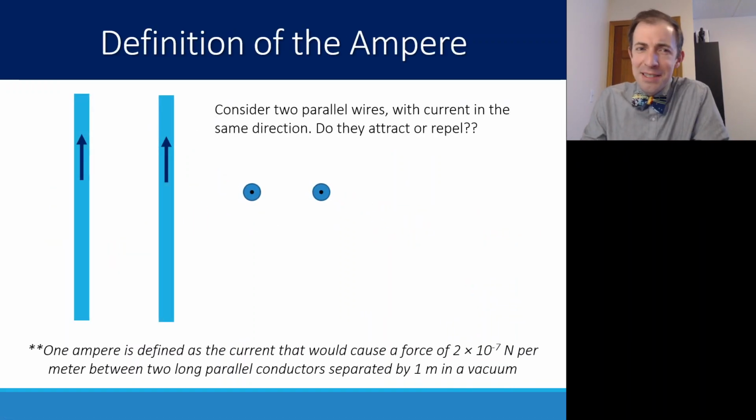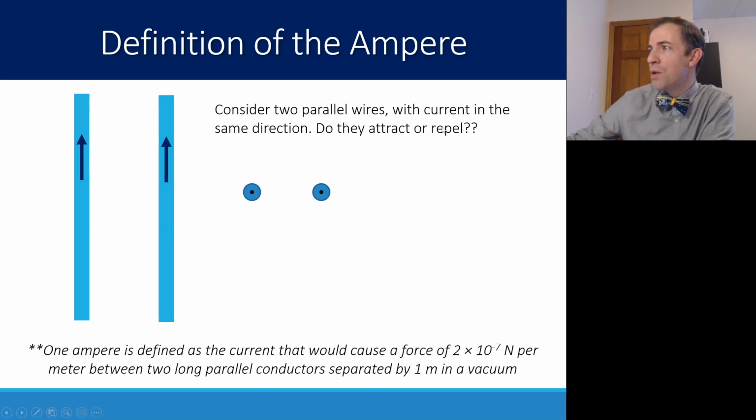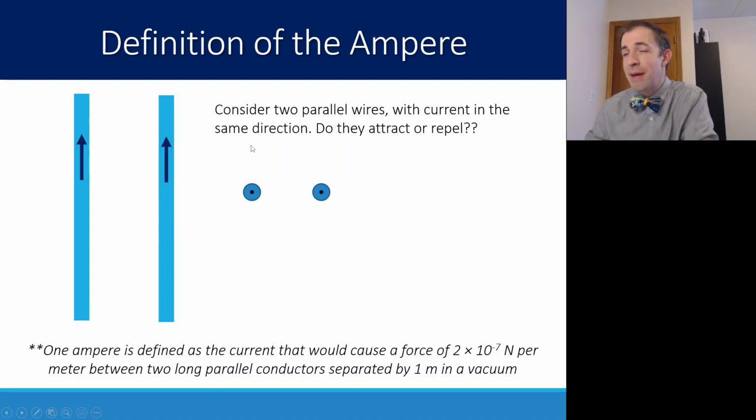This same concept is actually where the definition of the ampere comes from. IB every once in a while will like to ask about this, as it's a little bit more advanced of a situation to try to picture. So I'm going to do my best to diagram it out here. Consider two parallel wires with a current in the same direction. Let's imagine, are they going to attract or will they repel?